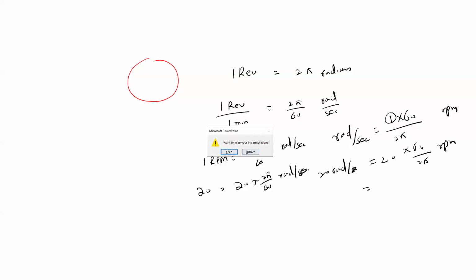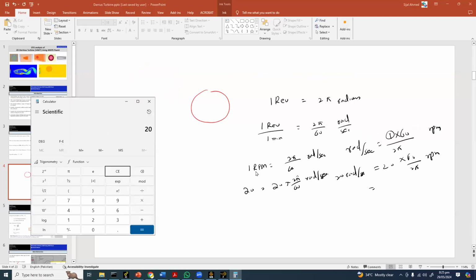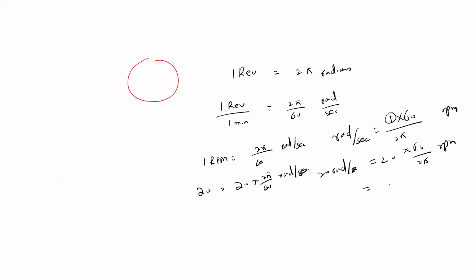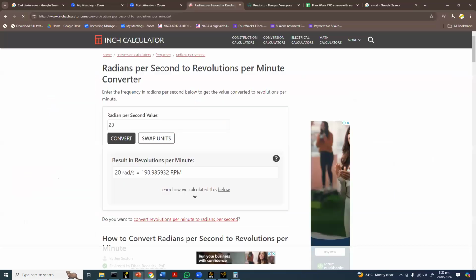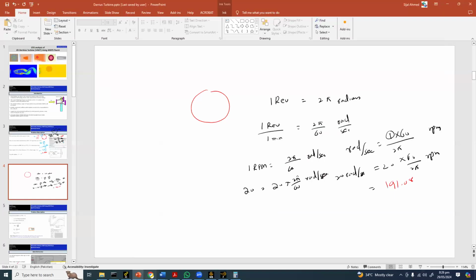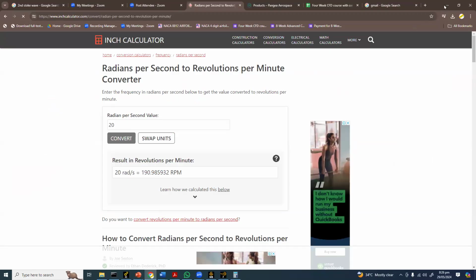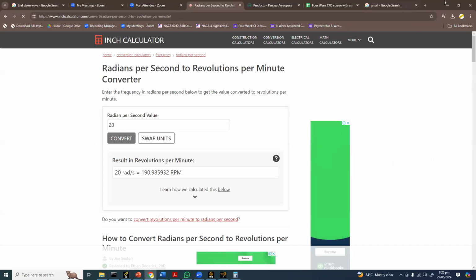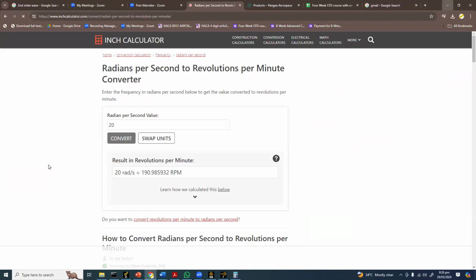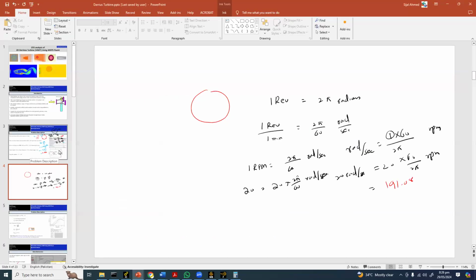So we were doing the formula in the reverse order. 20 into 60 divided by 2 pi, with 3.14, gives 191.08. And what we got from the online calculator was 190.98. Why do we get different values? Because we are approximating the value of pi as 3.14, but they are, I think, using more decimal places. So let's keep the RPM equal to 191.